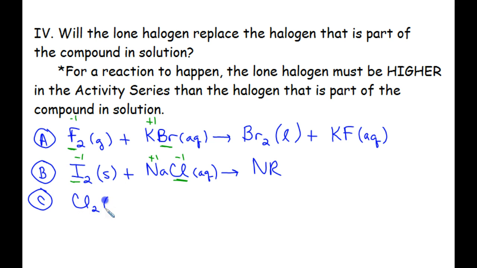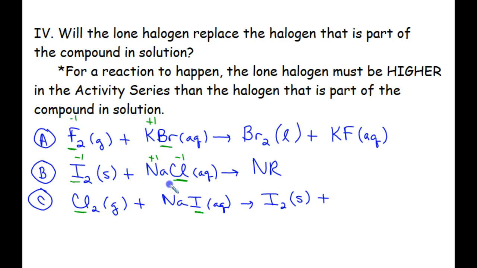What if we bubbled chlorine gas through a solution of sodium iodide? We're comparing chlorine and iodine. Chlorine is higher in the activity series than iodine, so a reaction will happen. So iodine is now by itself, and it's one of the 7 diatomics. And if you check the periodic table, it is a solid.